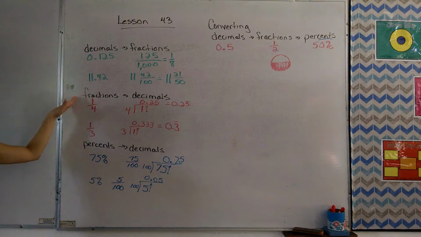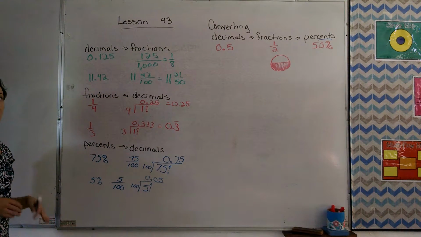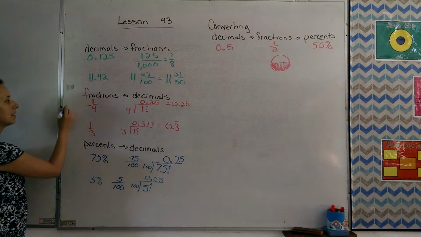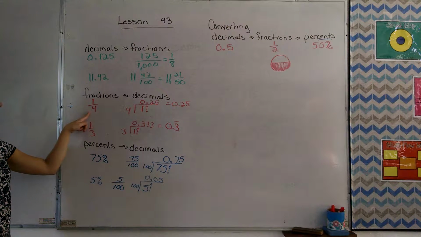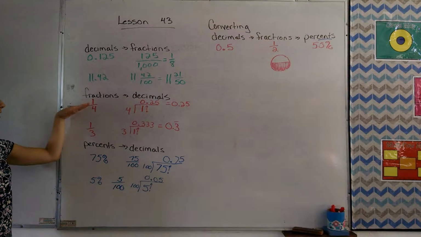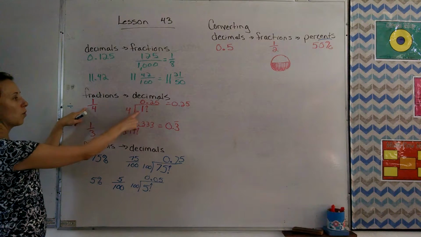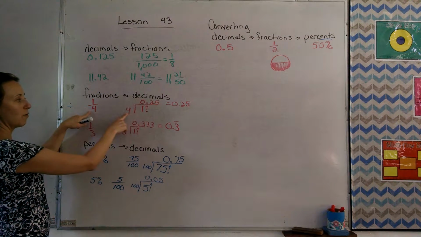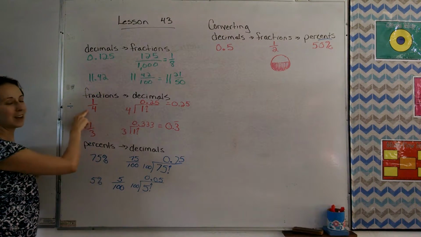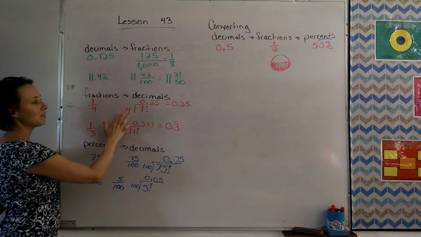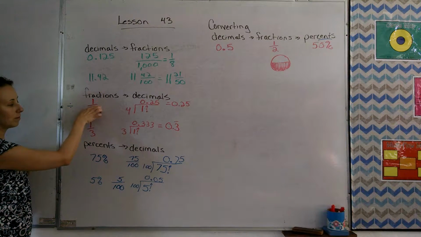Okay, fractions to decimals. Turns out this fraction bar line actually means the same as this symbol. This can be read as 1/4, or 1 divided by 4. And if you do the math of 1 divided by 4, the answer that you get will be the decimal equivalent of 1/4. 1 divided by 4 is 0.25, which means the same as 1/4.